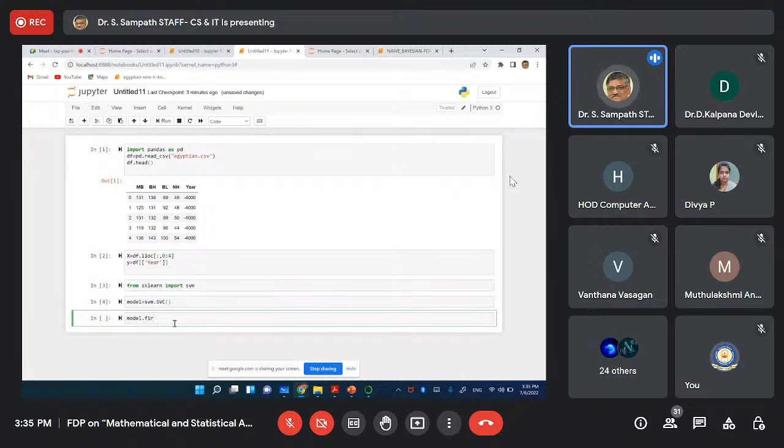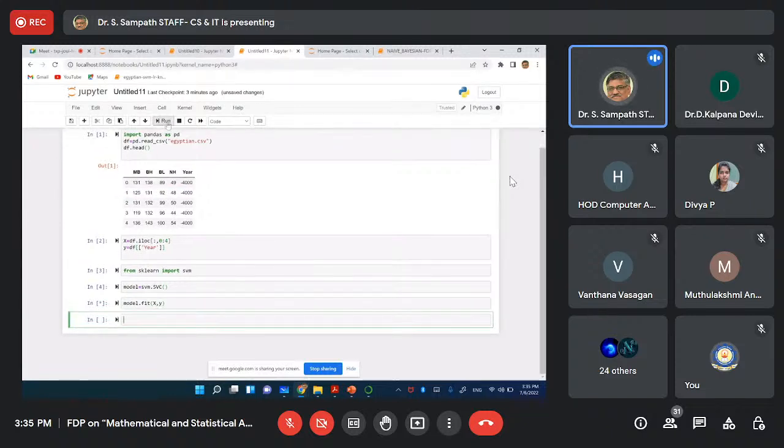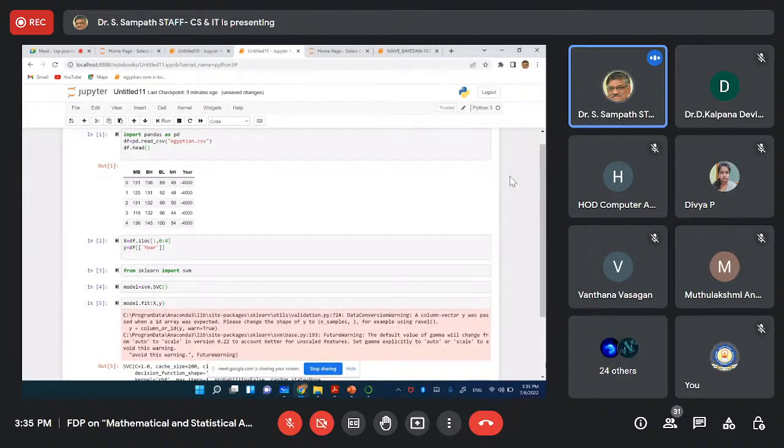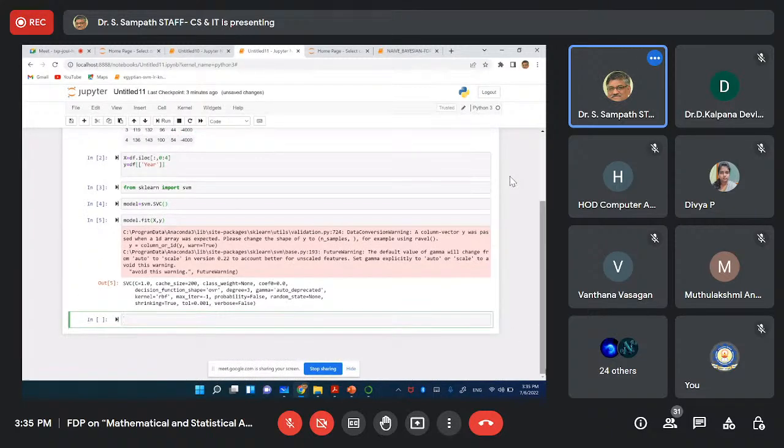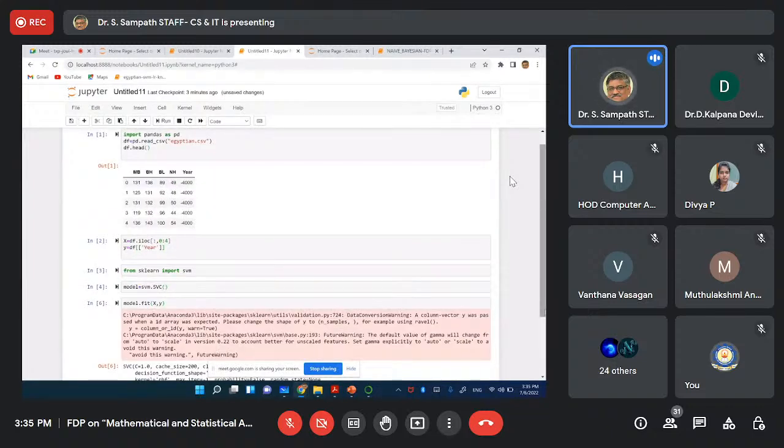This morning you have done these practicals, no? Am I right? model.fit of x comma y. Understood? Let me see whether it's working out well. It's running. There is a warning which you can just ignore. Here I have run this using the defaults, so it has completed the fitting of the model. Don't worry about that warning.